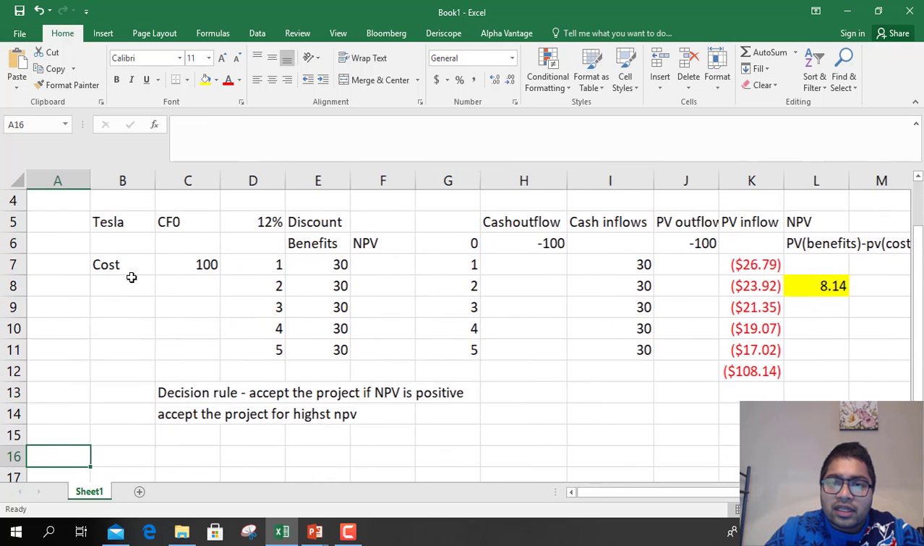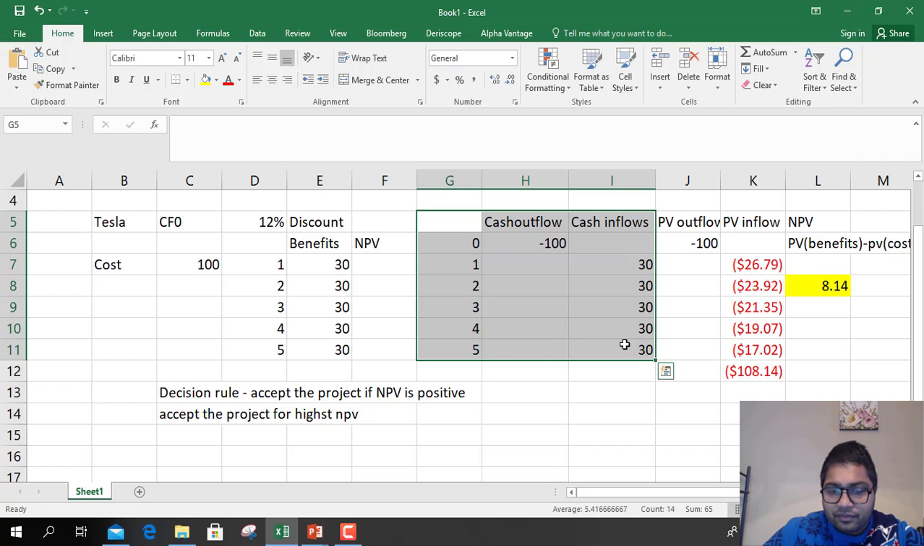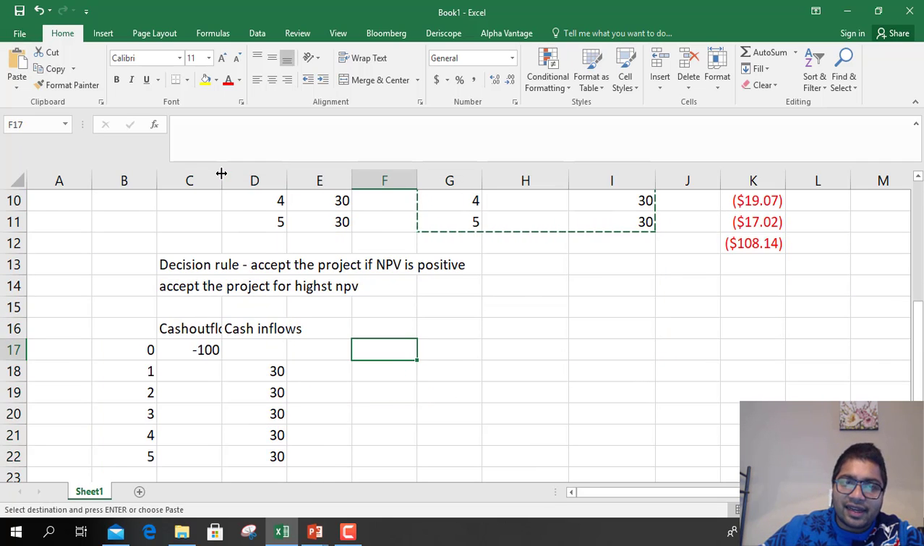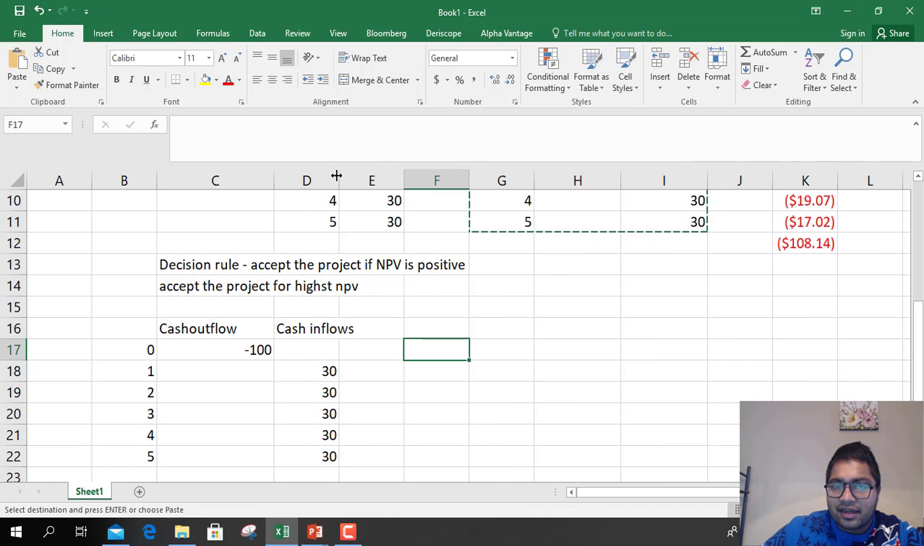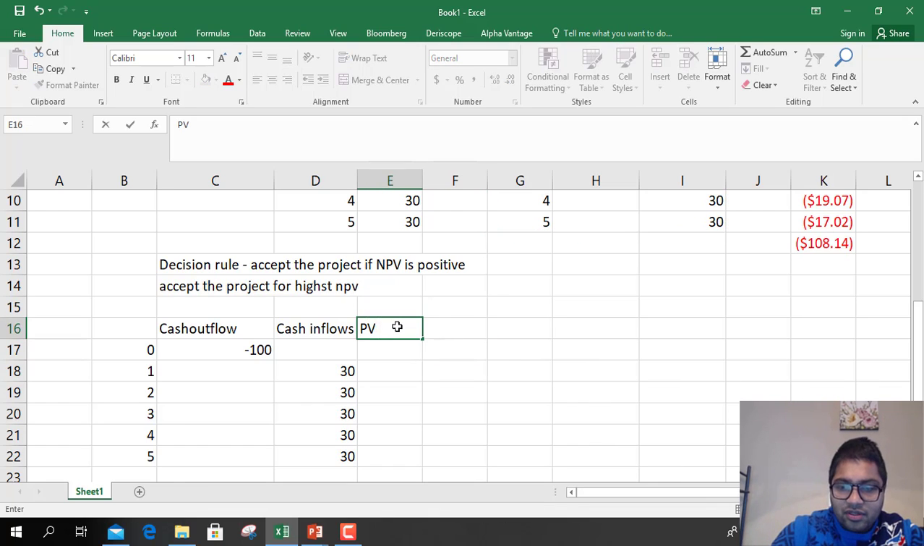Now there should be an easier way to do it. So there is an easier way to do it. So imagine these cash flows are given to you. Is there any way you can directly calculate NPV? So there is a way in which you can directly calculate NPV. So present value of outflows, we know, which is 100.